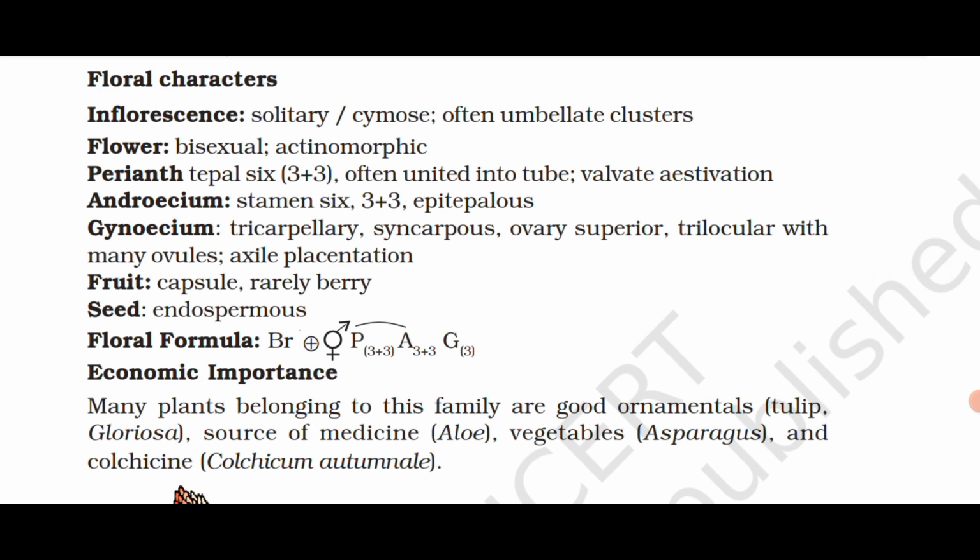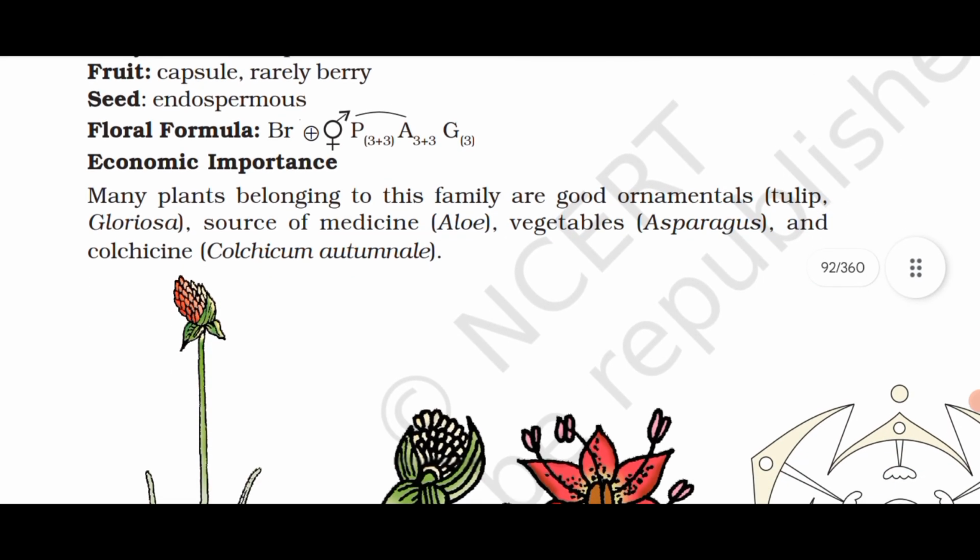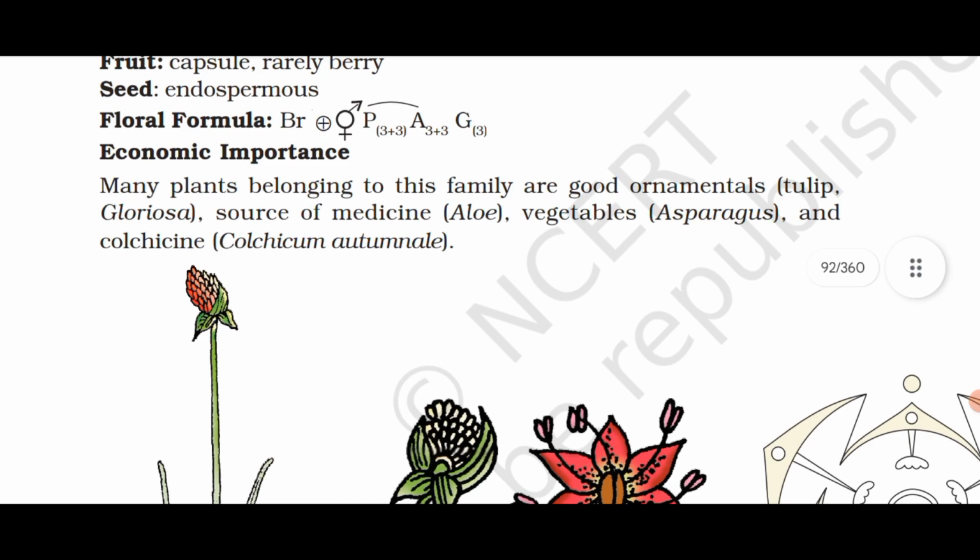Economic importance: many plants belonging to this family are good ornamentals: tulip, gloriosa. Source of medicine: aloe. Vegetables: asparagus. And colchicine from Colchicum autumnale.